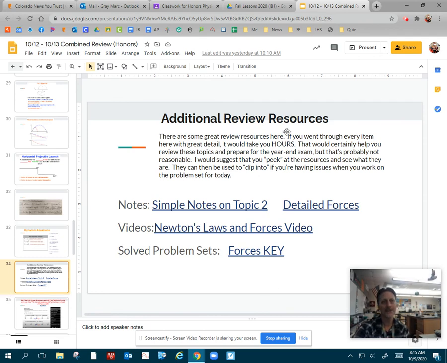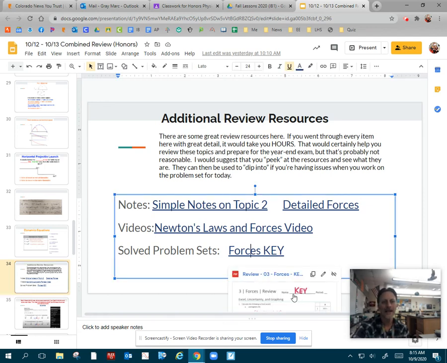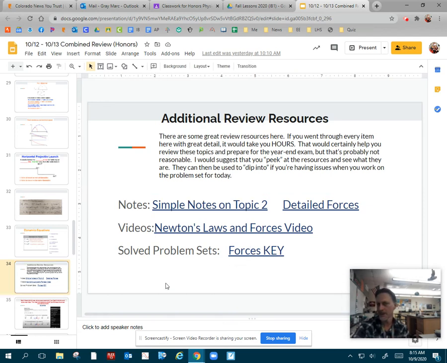So again, these resources here are not something that's required, but it's something that can help you. We've got some notes about the topic in general, and a detailed forces notes. I've got a video here about Newton's laws and forces, and there's also a worked out problem set. It has a key and it shows you how to work out specific examples. And again, that's just for extra support as you work through your review.